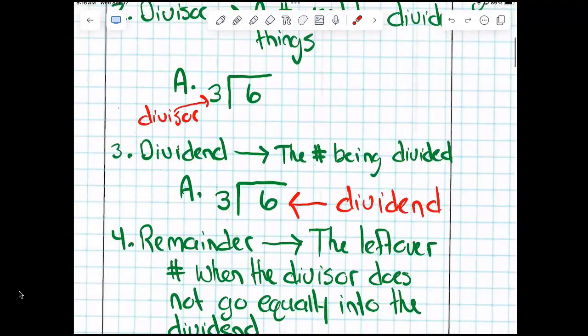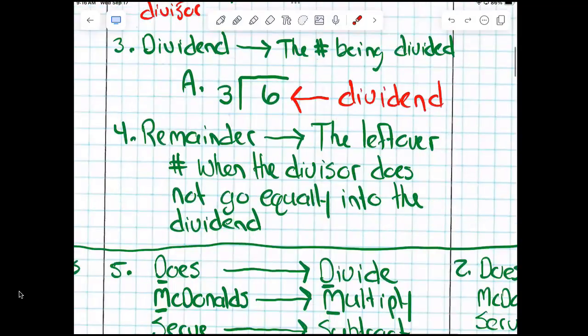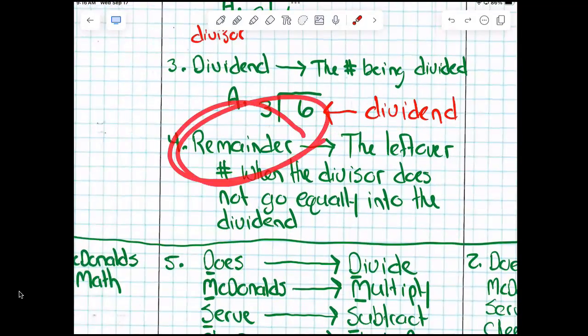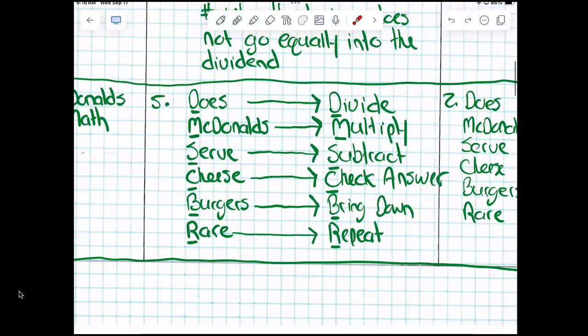This is the exact same division house with the exact same numbers, but there's a number on the inside called the dividend. So the dividend is what the divisor splits, right? Yes. So the number that is being divided or split up. Any leftover number is called a remainder.